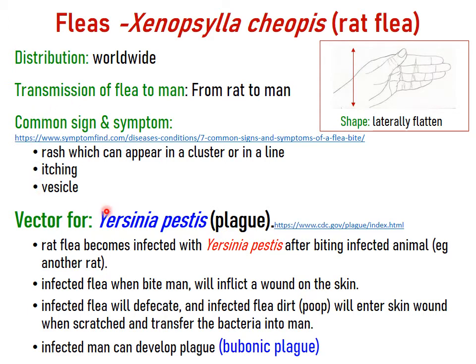This is the common sign and symptoms of a person that is being bitten by a flea. You'd expect a rash to appear in a cluster. It will be quite itchy, and there might be vesicles present at the site of the bite.